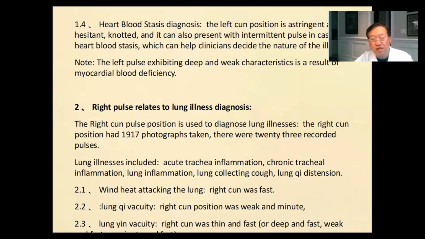2.1, wind heat attacking the lungs. Right Cun was fast. 2.2, lung qi vacuity. Right Cun position was weak and minute. 2.3, lung yin vacuity. Right Cun was thin and fast, or deep and fast, weak and fast, or minute and fast.